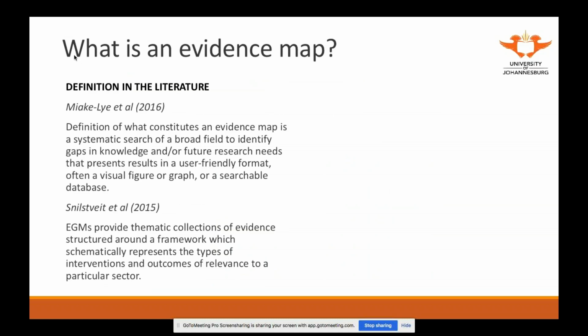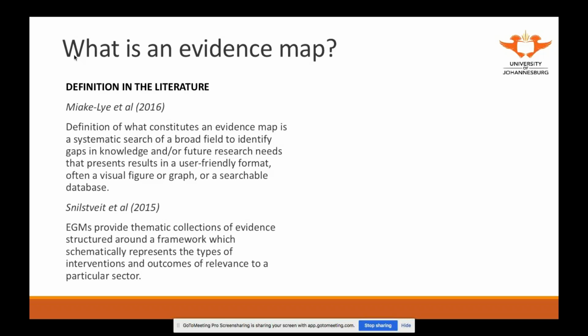So going right into it, from a definition point of view, what is an evidence map? There are a few seminal papers around, if you want to read yourself into the body of literature. I think the 2 most seminal papers on definition are probably by Lee and colleagues, as well as by Bertie Snilsvik and colleagues. Lee and colleagues define evidence maps to constitute a systematic search of a broad field of research to identify gaps in knowledge and future research needs. And the results of these are to be presented in a user-friendly format, often a visual figure or a graph or a searchable database. So that is how they define evidence mapping, based on systematic search, looking particularly at gaps and research priorities, and then having this kind of interactive, user-friendly output attached to it. But the second paper takes a slightly different approach.